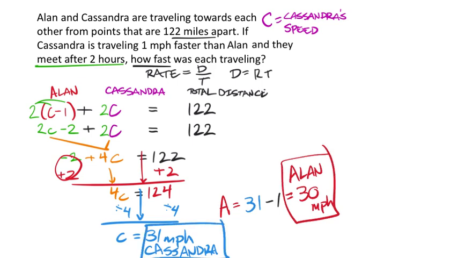If this is true, can we actually check? They met after 2 hours, right? So the distances come together. Alan is traveling 30 miles per hour, which we already figured out as C minus 1. 30 times 2 tells us that Alan would have traveled 60 of those miles. Cassandra is at 31 miles per hour, so 2 times 31 would have been 62. And if you take 60 and add it to the 62, you will get 122 miles of distance.